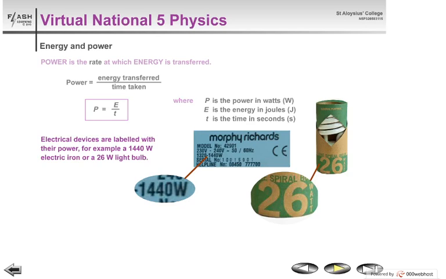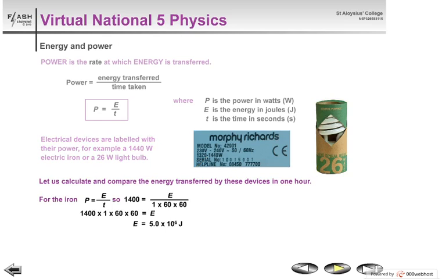So for example, here's some electrical devices, particularly with energy efficient light bulbs here, for instance, 26 watts, 15 watts nowadays. That's telling you how much energy they use each second. So a smaller number means it's using less energy, whereas this, maybe from an iron or a heater or something like that, much larger amount of power, it's using a lot more energy each second.